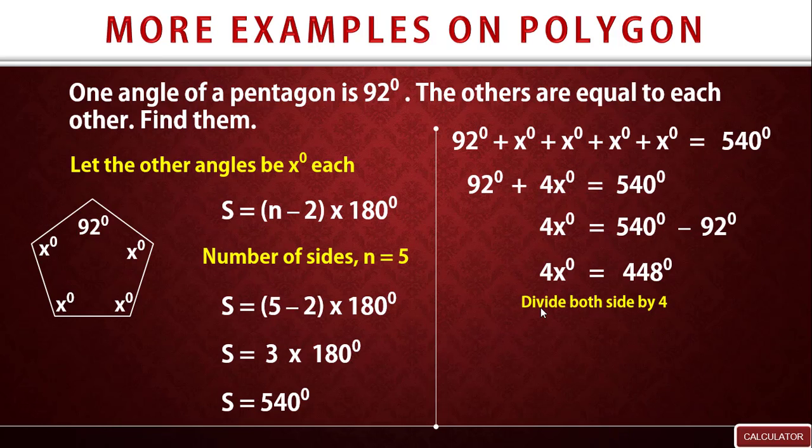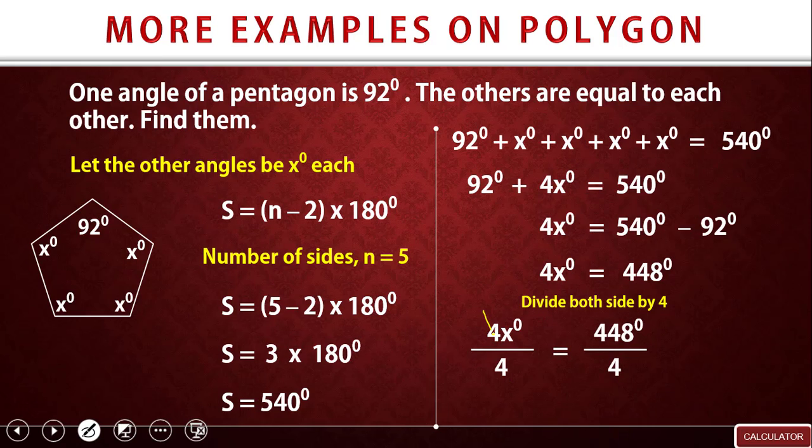So we now have 4s degree divided by 4 equals 448 degree divided by 4. 4 can cancel out 4, and then we have s degree left at the left hand side. 4 can go in 4, that is 1. 4 can go in 4 here, that's another 1. And then 4 can go in 8 2 times. So for the right hand side, we have 112 there.